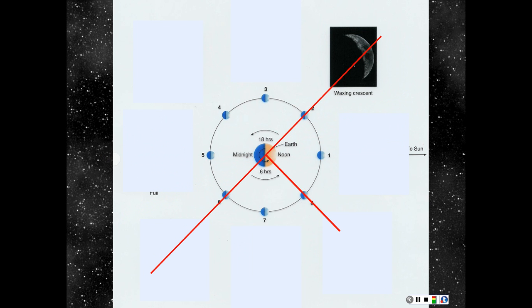So here we have the waxing crescent. For it to be on our eastern horizon, about to rise, we have to be standing here. It's over here, we have to be standing here. This is 9 o'clock in the morning. So this waxing crescent is going to rise at 9 o'clock in the morning.